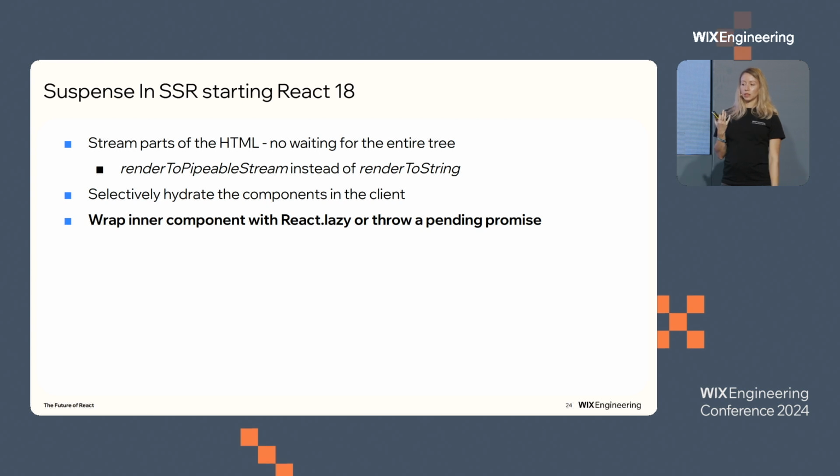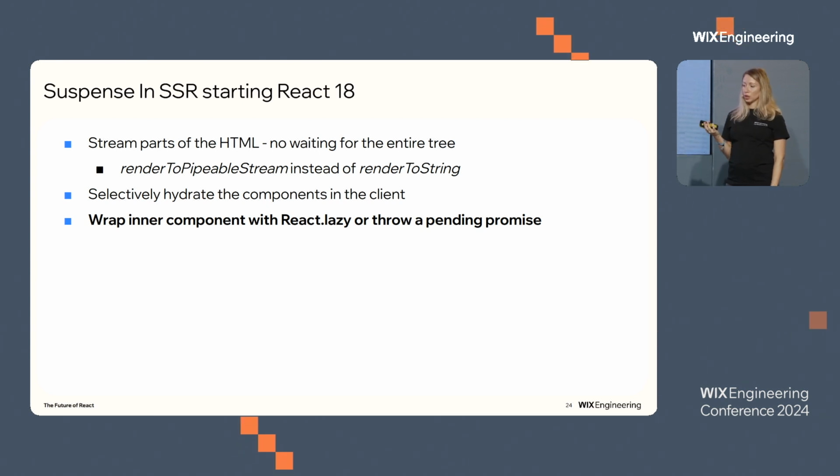In order for Suspense to work, we need to either throw a promise from the inner component or wrap the inner component with React Lazy. As long as the inner promise is pending, the Suspense will show the given fallback. If the last sentence was a bit confusing, don't worry, because we'll see a code example when we get to the React 19 part.